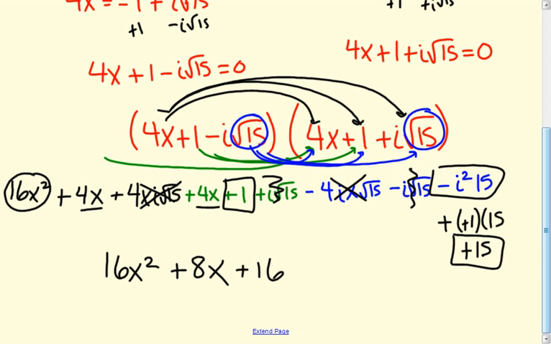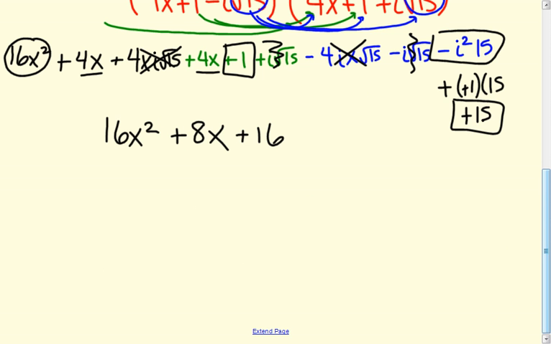Okay. And then I know this looks like your answers do not match, but be careful because I can factor an 8 out of here. And when I factor an 8 out of here, then I will get 2x squared plus x plus 2. And yes, they do match.